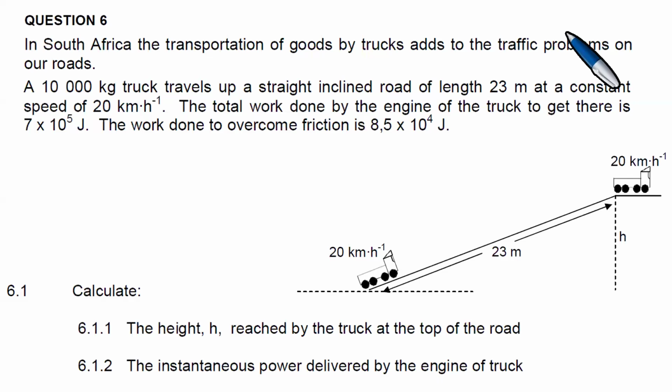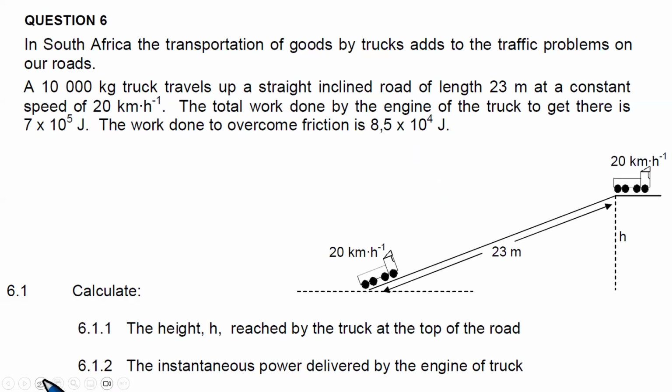In this lesson, we shall look at question 6 on work, energy, and power. And obviously in South Africa, the transportation of goods by trucks adds to the traffic problems on our roads. A 10,000 kilogram truck travels up a straight inclined road of length 23 meters at a constant speed of 20 kilometers per hour. The total work done by the engine of the truck is 7 times 10 to the 5th power joules. The work done to overcome friction is 8,5 times 10 to the 4th power.